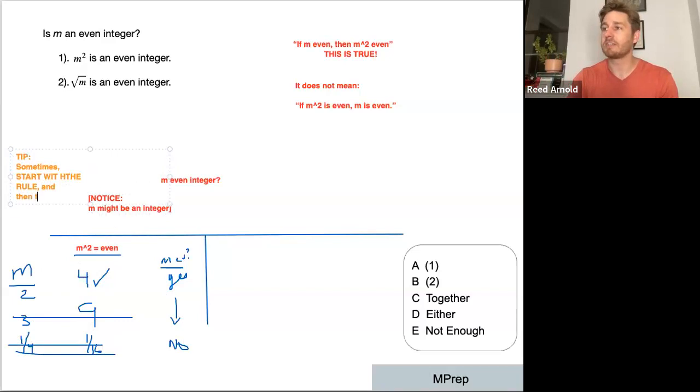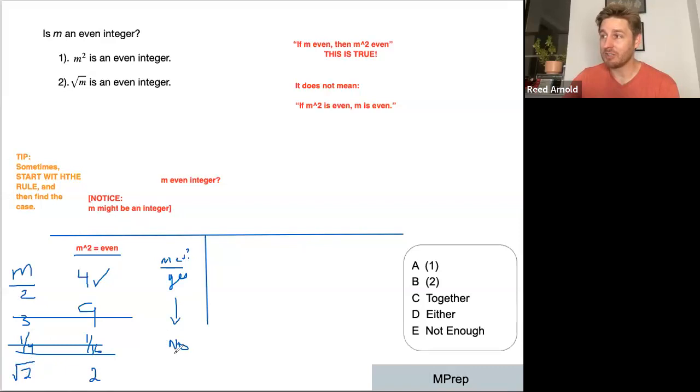And then find the case. What do I mean by that? Well, M squared is an even integer. So let's just make M squared an even integer, 2. If M squared is 2, that follows the rule because that's an even integer for M squared. What would M be? The square root of 2. Very annoying. But technically allowed.